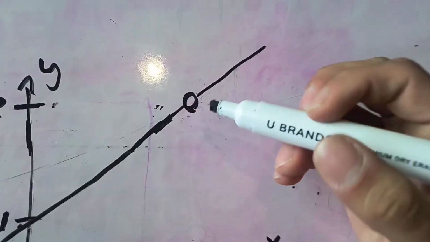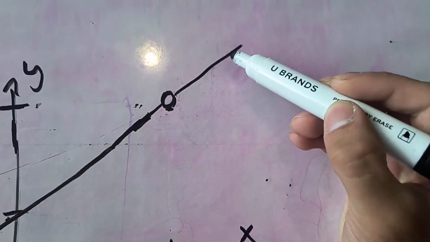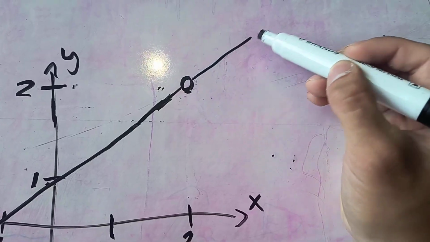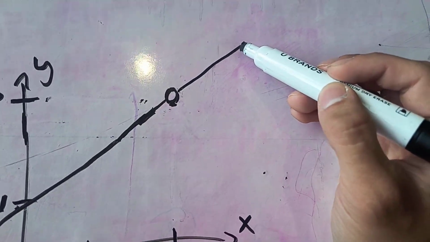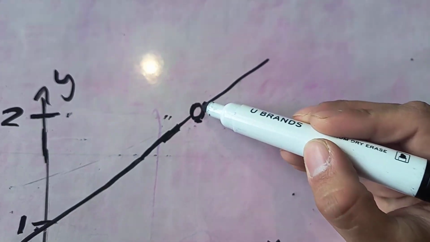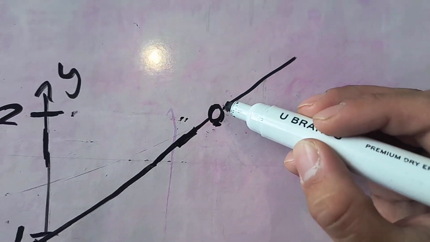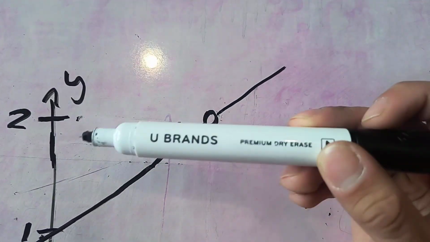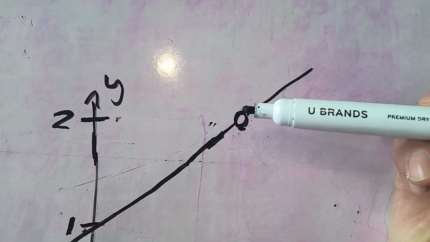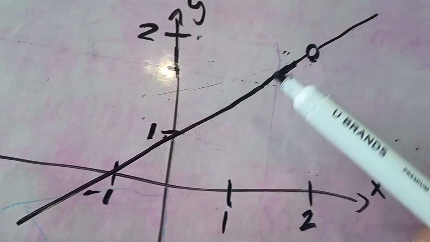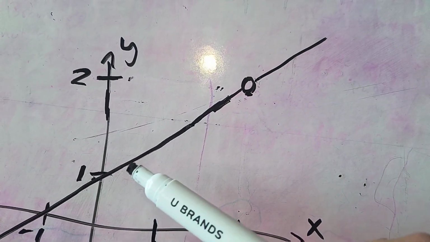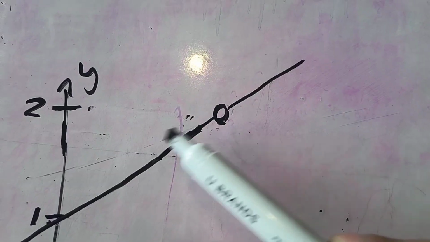As we come from the right, we start getting closer and closer, and we don't actually hit it. It looks like we start approaching 2. And as we go from the left, we start approaching it, and it looks like we're getting closer and closer to 2.